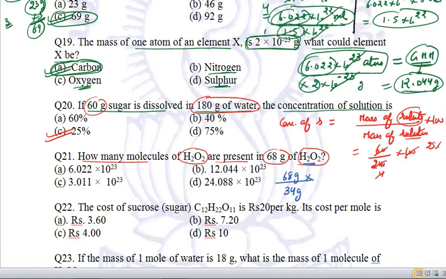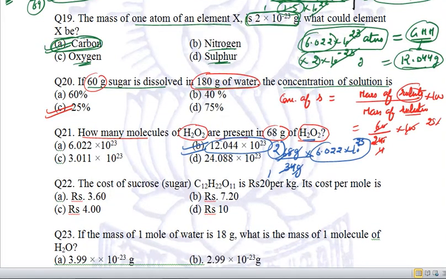Multiplied by Avogadro number, that is 6.022 into 10 to the power 23. So gram and gram cancel, 34 one time, 34 two times, and 2 multiplied by 6.022 comes out to be 12.044 into 10 to the power 23 molecules. So B, 12.044 into 10 to the power 23, is our answer, right?